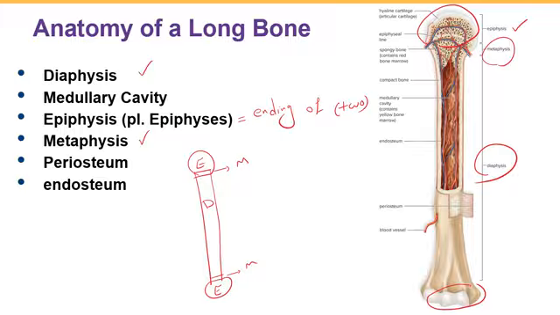Inside of the shaft of the long bone, there is a cavity, and this cavity is called the medullary cavity. Why is the medullary cavity important? Because inside of the medullary cavity, we have bone marrow.